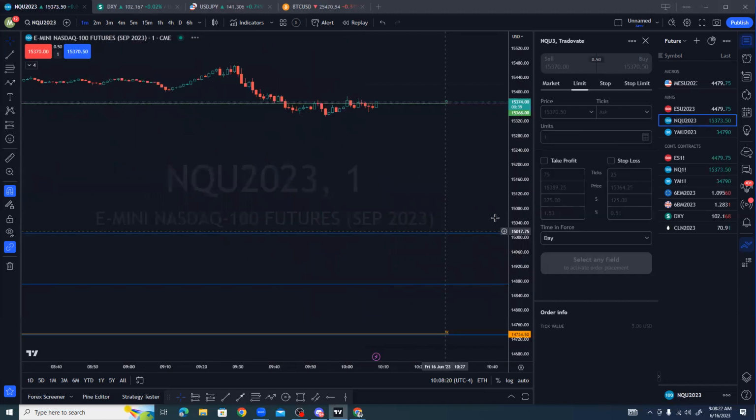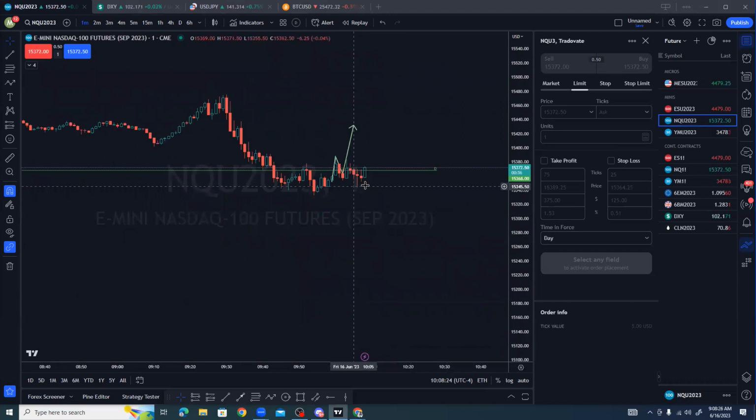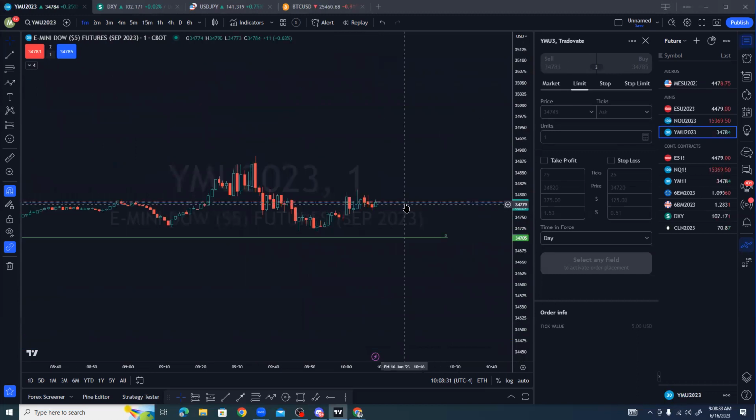Let's look at the NQ. NQ has pulled back, starting to push now. Yeah. Dow just kind of hanging out.